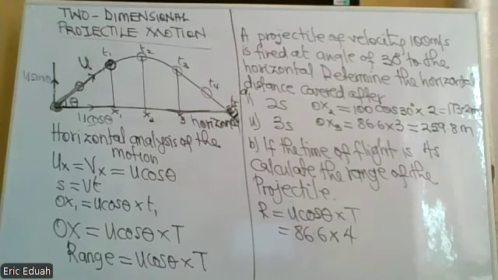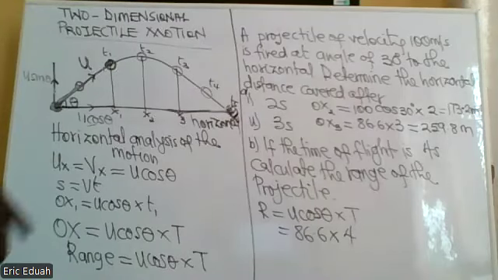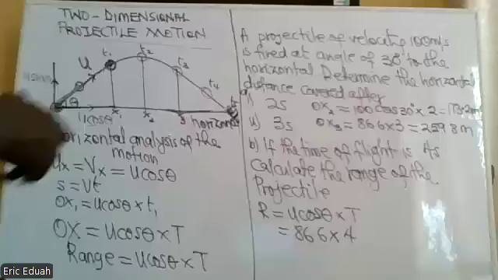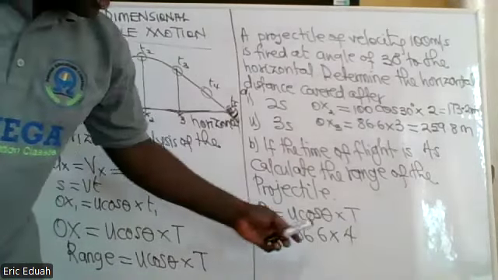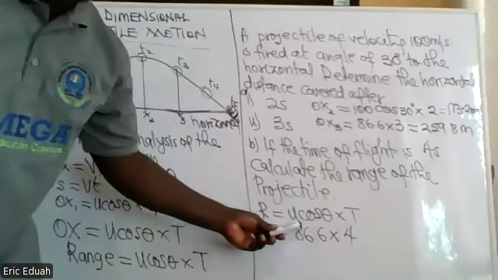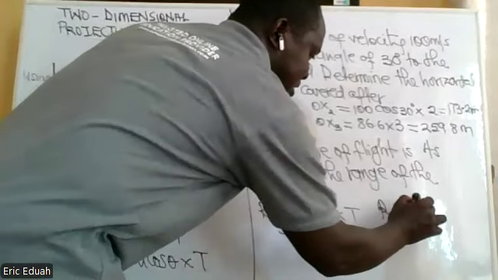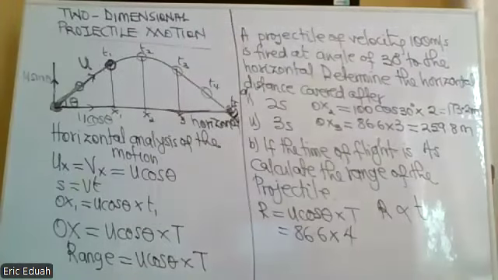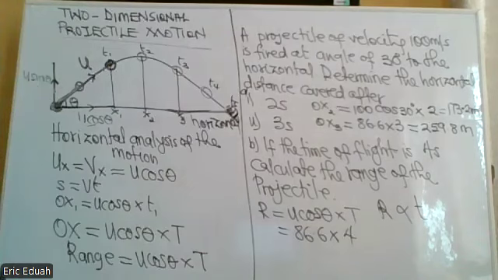So this is discussing horizontal velocity and displacement at any time. Note that the horizontal distance of a projectile, or the range here, will depend on the time because this velocity, u cos theta, is constant. So it means that R is directly proportional to the time of flight. It will only depend on the time taken to land.